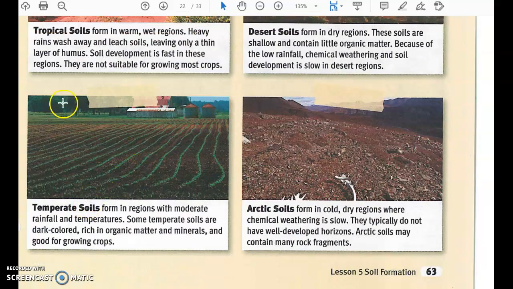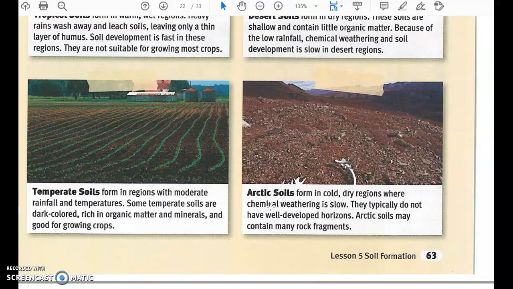Temperate soils, so our state of Pennsylvania would be considered temperate. Okay, so temperate soils form in regions with moderate rainfall, which means in the middle, and temperatures. Some temperate soils are dark-colored, rich in organic matter and minerals, and good for growing crops. Arctic soils form in cold, dry regions where chemical weathering is slow. They typically do not have well-developed horizons. Arctic soils may contain many rock fragments.